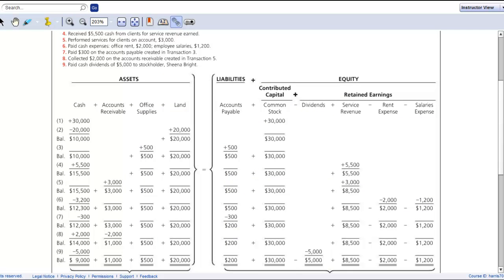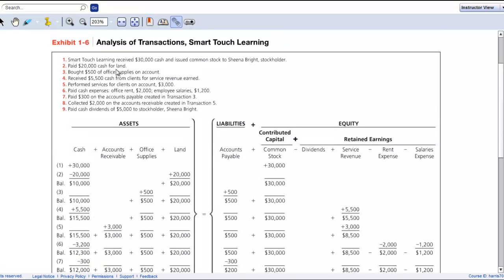Okay guys, the purpose of this video is to get you familiar with financial statements. What we're going to do is take a look at all these different transactions that we've been recording throughout the book.